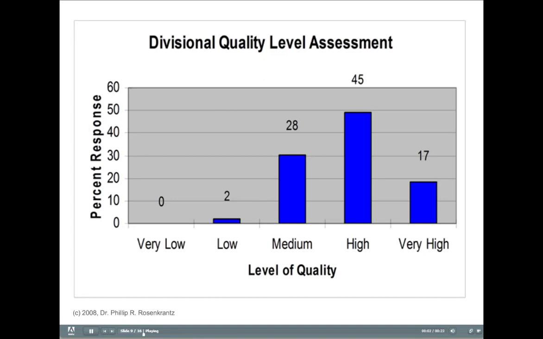Here's another interesting result. Executives were asked to assess how their customers would rate their quality. And I think this shows a very honest response. They could have very easily said very high, again, to look good on the survey, but I think they were being very honest.